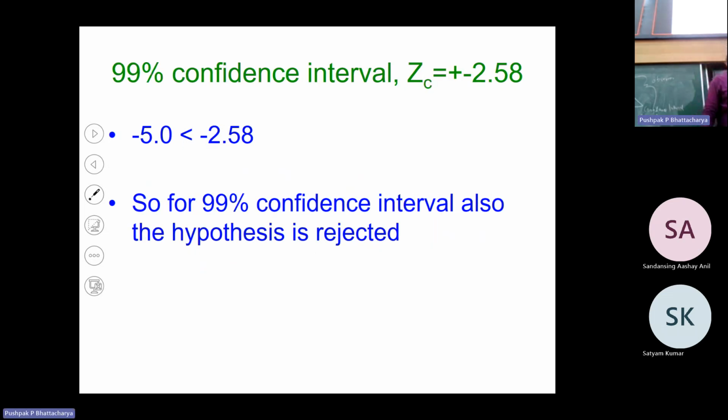Suppose we work with 99% confidence interval. Then the Z critical will become plus and minus 2.58. Minus 5 is again less than minus 2.58. So for 99% confidence interval also, the hypothesis is rejected. The manufacturer is not giving 80 ml on an average in the bottles.